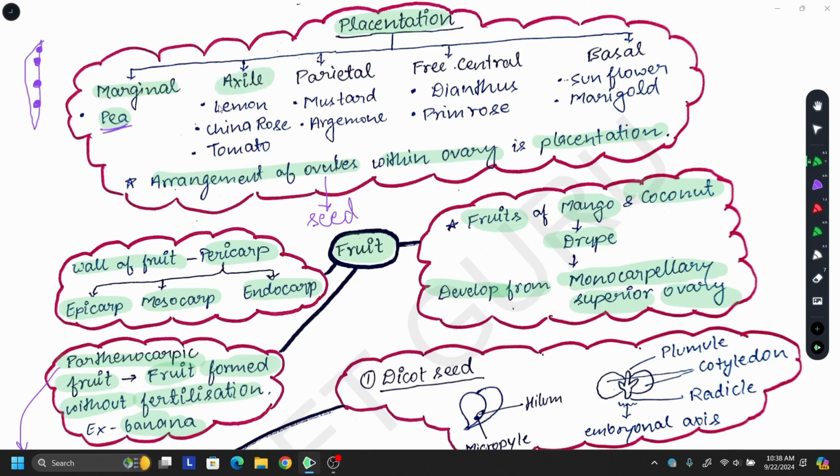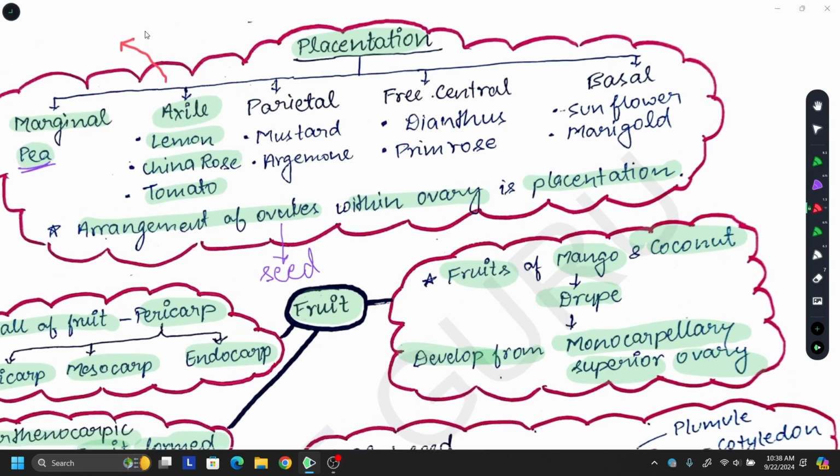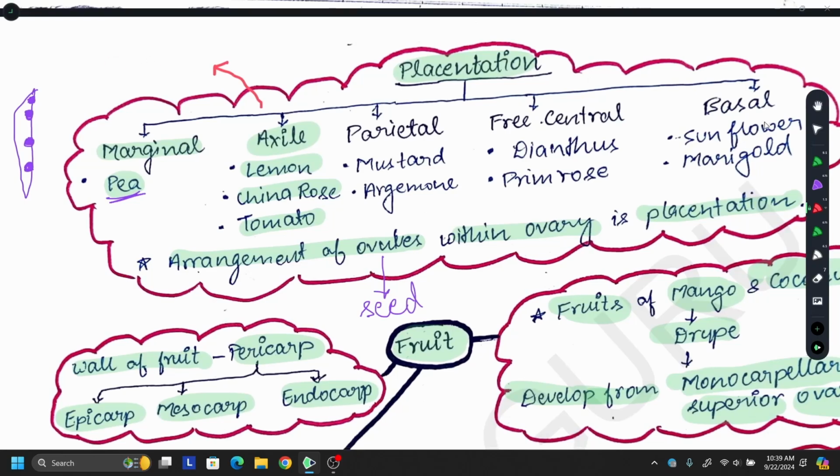And axial placentation is seen in lemon, china rose and tomato. In this type of placentation, I am showing you here, let's zoom a little bit. Axial placentation is something like this. If you take a lemon and cut it in half, you will see something like this inside the lemon, and the ovules, or you can say the seeds of the lemon, are arranged on this placenta. These lines I have drawn are the placenta. So ovules are on the placenta. This is what we call axial placentation.